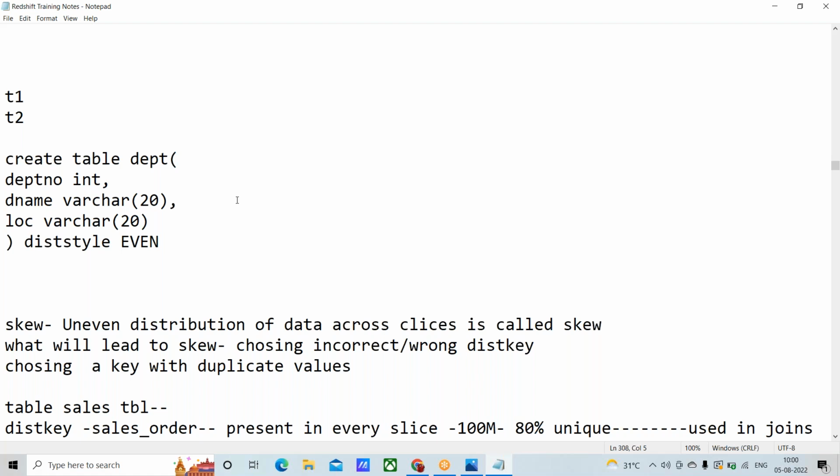Similarly, if I told you what is skew, that uneven distribution of data is called skew, then in the interview he may ask: one of my tables has, for example, slice 1 with 100 records, slice 2 with 5 records, 5 records, 5 records. Can this happen? Then you will always say data should be evenly distributed. You are already mugged up, so you say no, it should not happen like that.